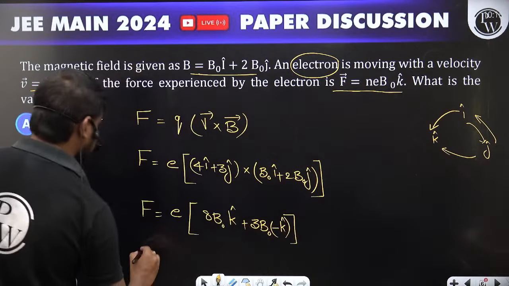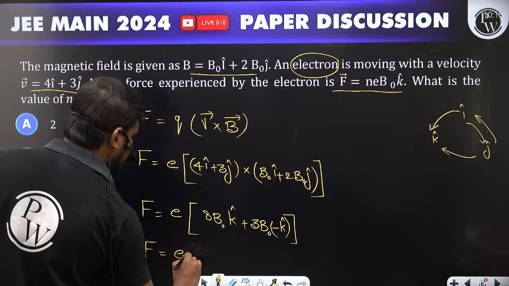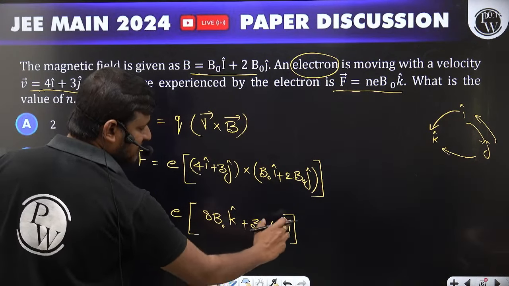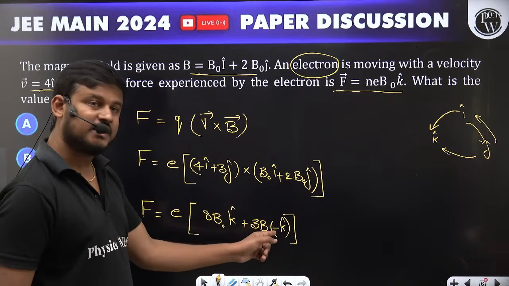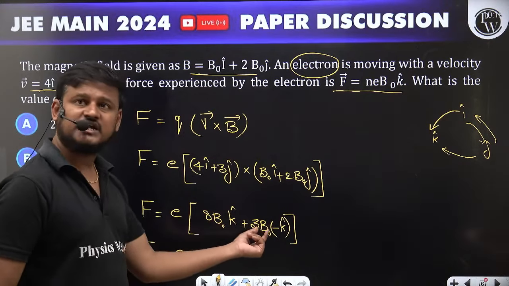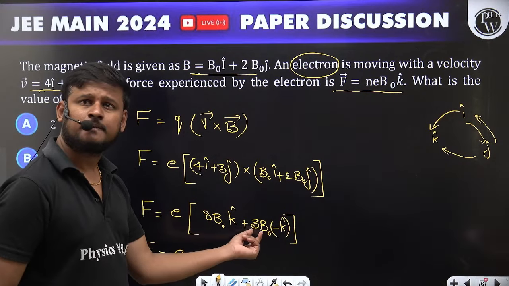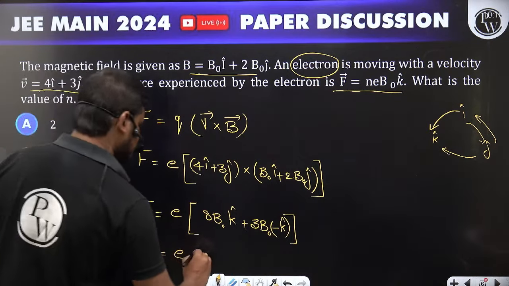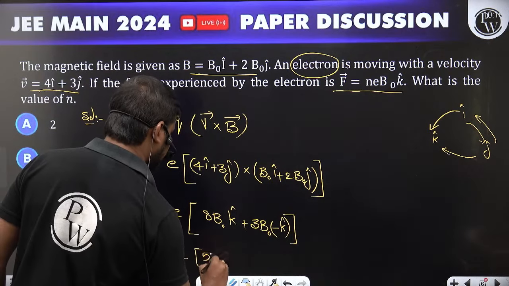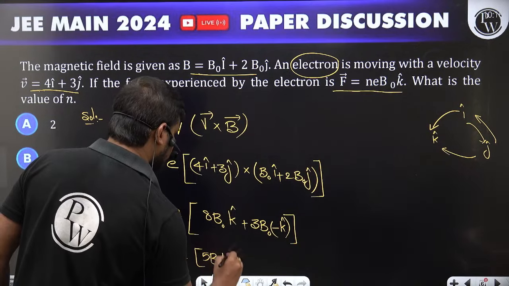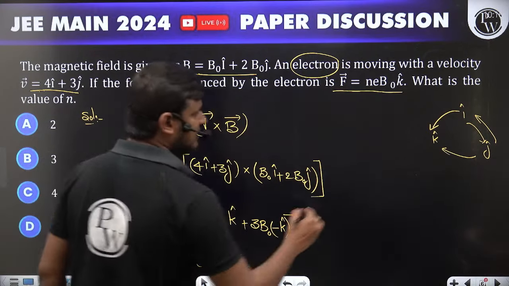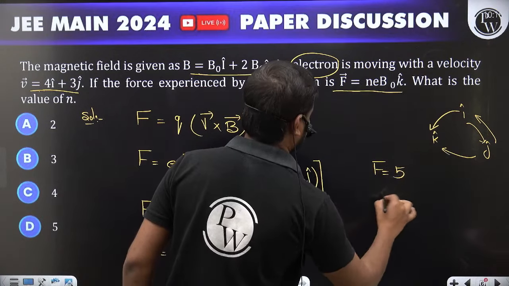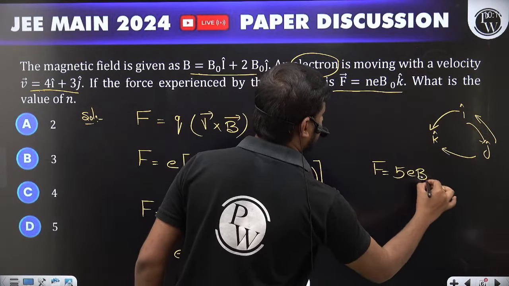So F is equal to e into, this comes out to be 8B naught k cap minus 3B naught k cap. This minus I am multiplying here. So 8 minus 3 is going to be 5. So 5B naught k cap. Right? So then the F is equal to 5eB naught k cap.